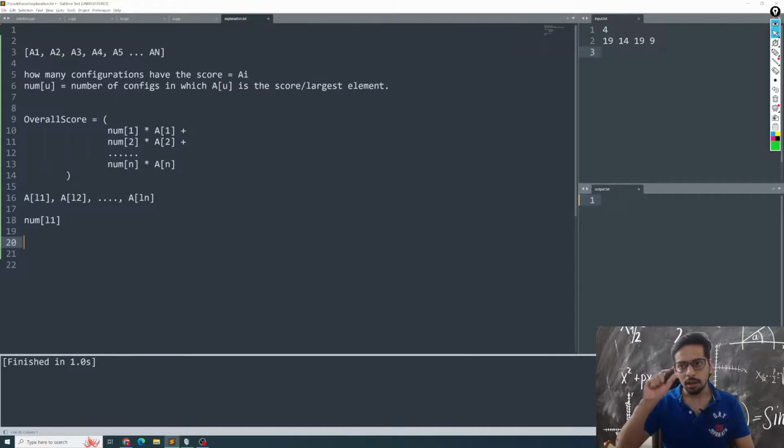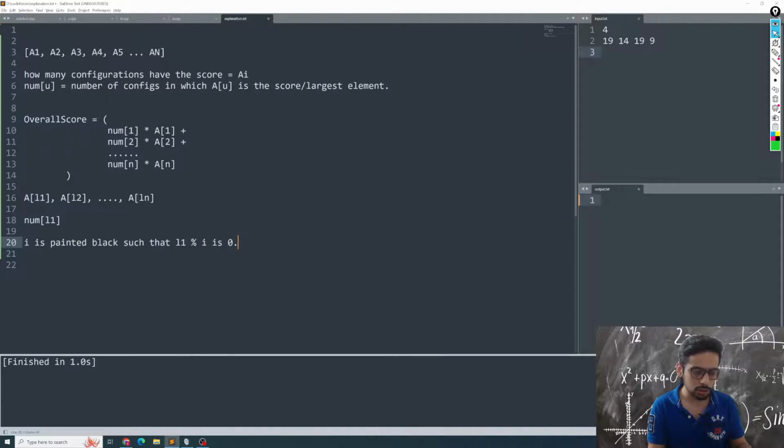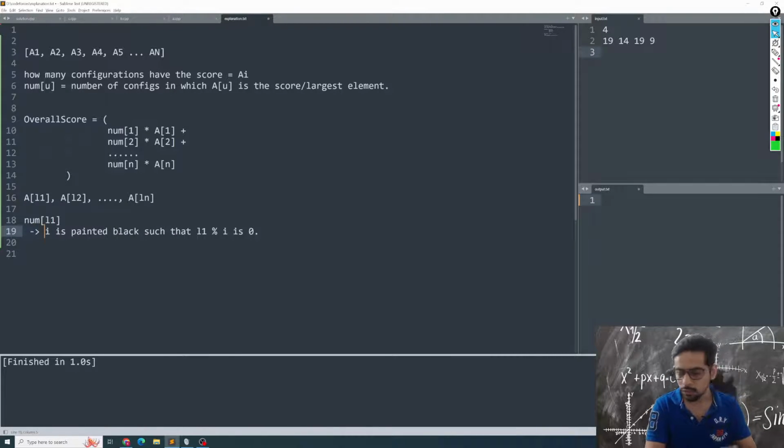So in what all configurations will L1 get selected? If any of the index I is painted black such that L1 modulo I is 0, these are all those configurations in which L1 will get selected, and since A of L1 is the largest, it will definitely be the score since it's getting selected. That's all. We are not bothered what else gets selected or missed. If L1 index is getting selected, it has to be the score of the game.